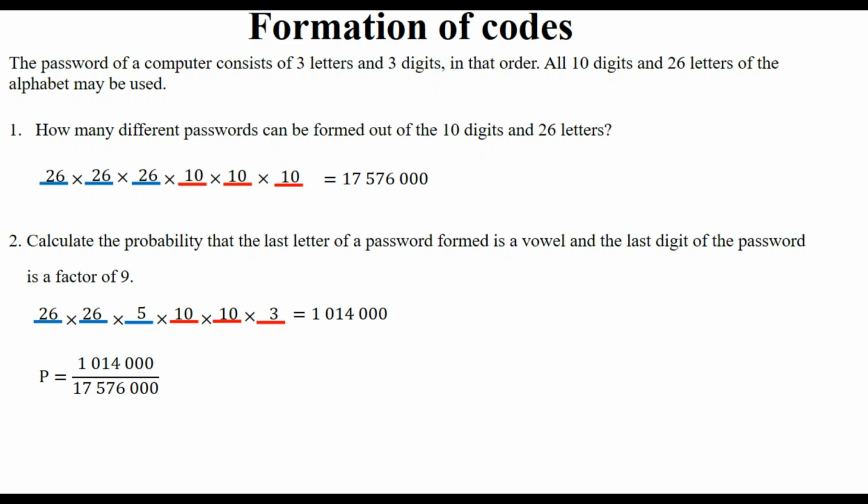Now let's calculate the probability. Probability will be equal to the total number of passwords whereby the last letter is a vowel and the last digit is a factor of 9 divided by the total number of passwords formed whereby there is no restriction. Then we need to simplify this to 3 over 52. This is the probability required.